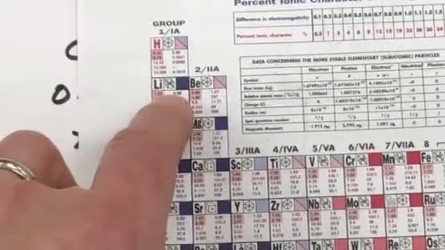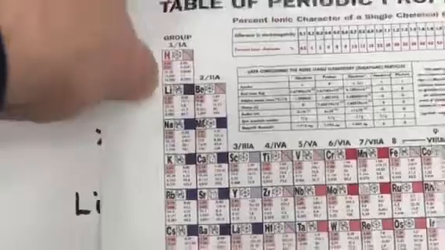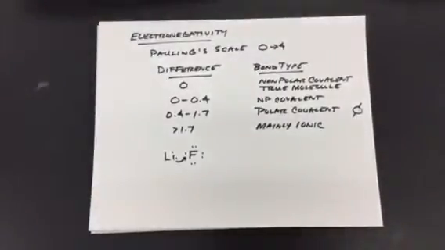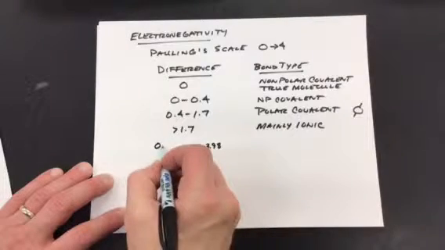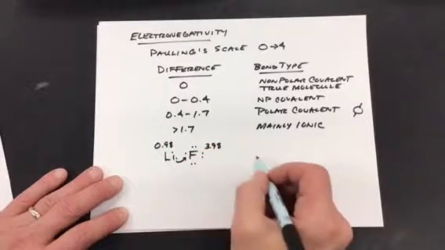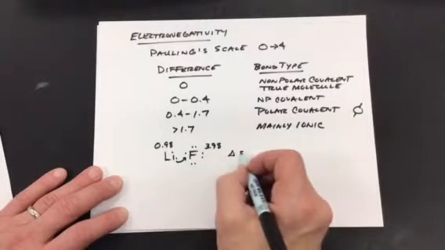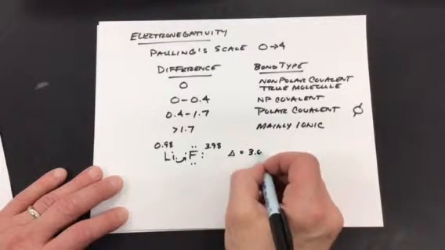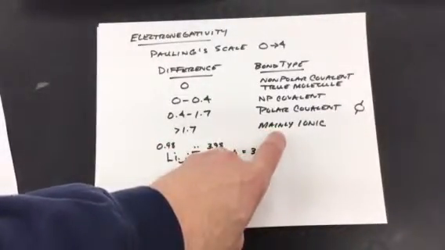Okay. And then if I do the same thing for lithium over here, I can see that that's 0.98. Okay, so I have 3.98 for the fluorine, and I have 0.98 for the lithium. Therefore, the difference, we can do it as a delta, is going to be equal to 3. Applying that to our scale, we can see that that bond is mainly ionic.